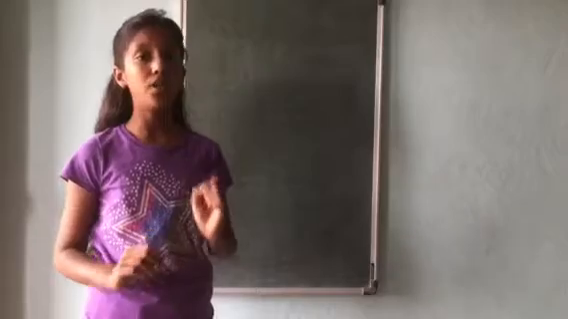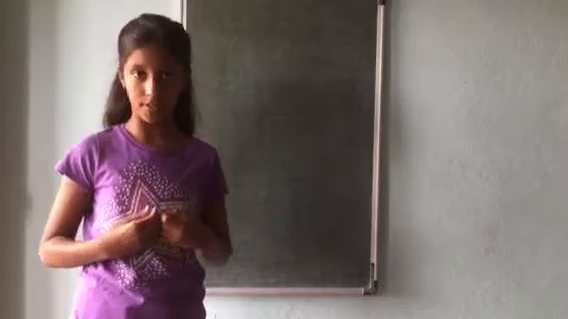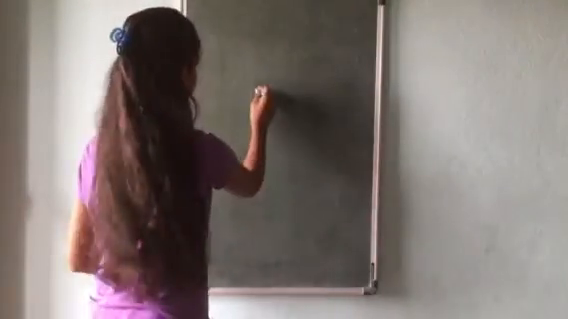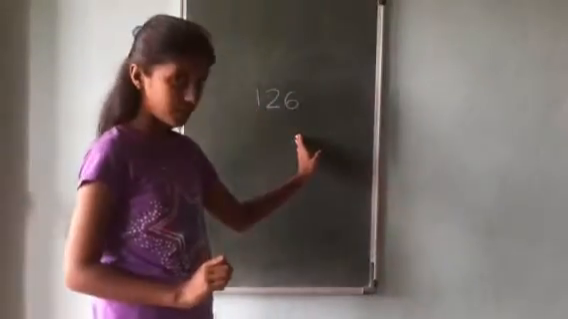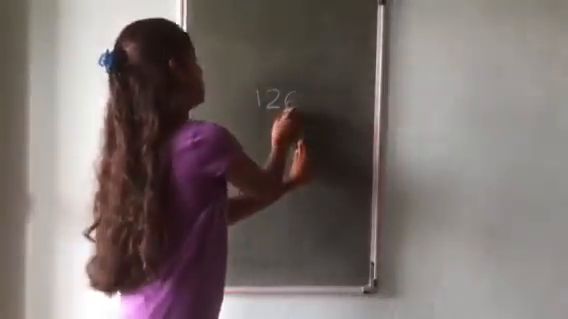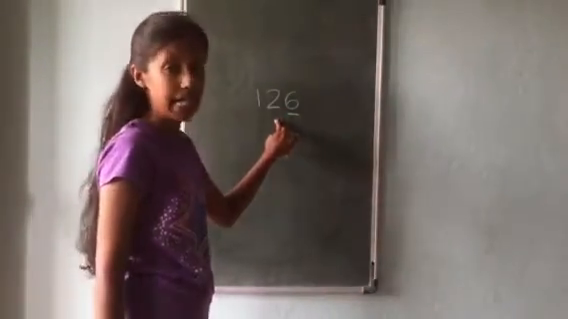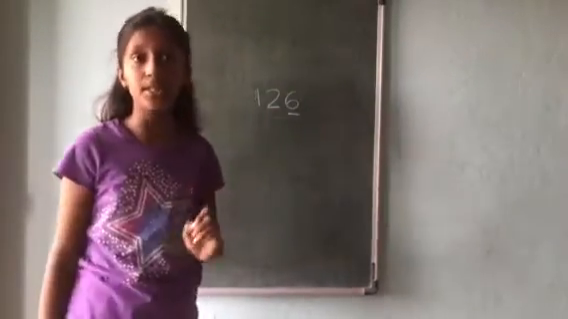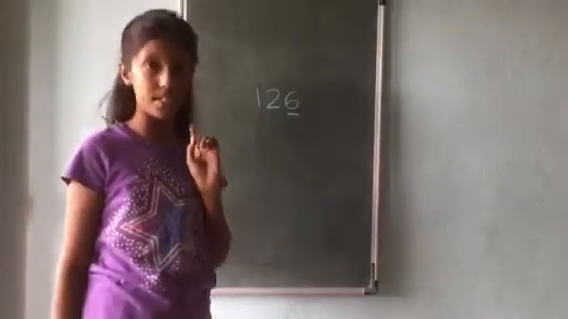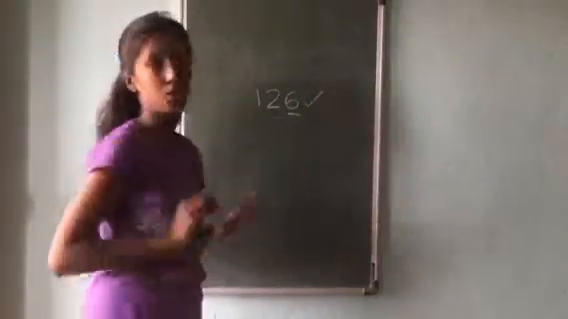Now 6's rule says that any number which is divisible by both 2 and 3 is divisible by 6. For example, 126. Now is this number divisible by 2? Yes, because 6 is an even digit. And for 3, let's check. 6 plus 2 is 8 and 8 plus 1 is 9. So 9 is divisible by 3. That means 126 is divisible by both 2 and 3. So it's divisible by 6.